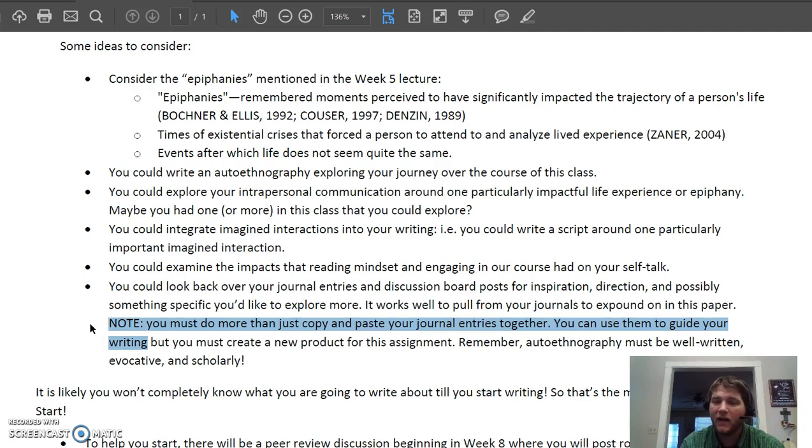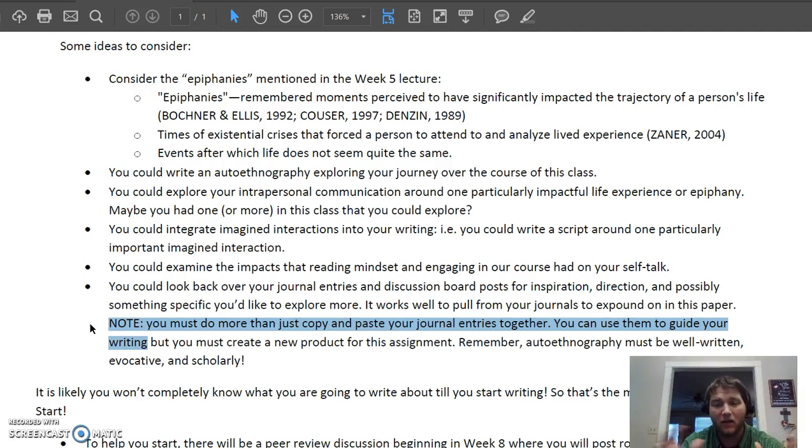You can use them to guide your writing. You can use them as the spinal cord, but you have to create a new product for the assignment, okay? It's got to be well written, evocative, and scholarly. There might be some cutting and pasting of your journal entries together, but you're going to have to smooth them over into one more cohesive product, okay?